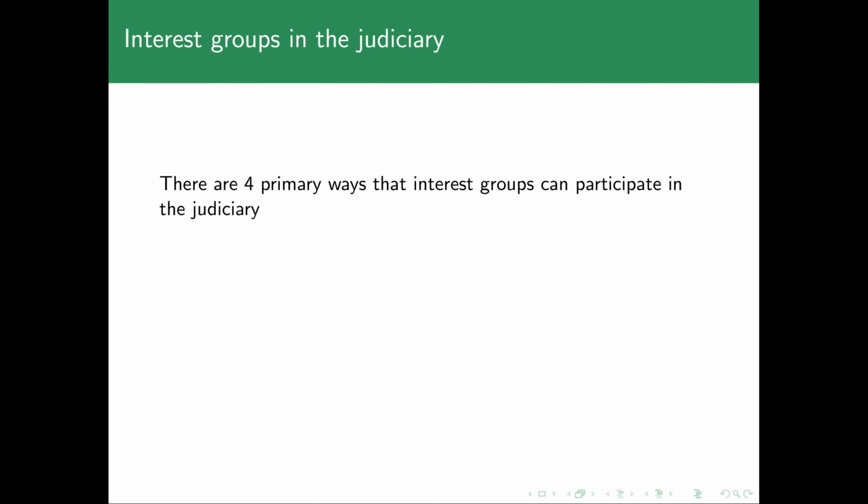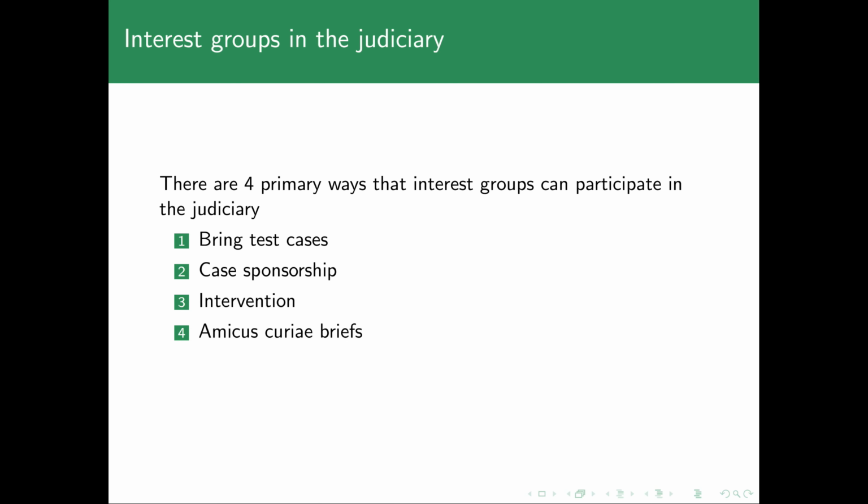There are basically four ways that interest groups can get involved in the judicial process. I'll list the four and then we'll talk about them in turn. The first is they can bring test cases. They can sponsor cases. They can do this thing called intervention. And fourth, and probably most notably, because we've talked about it several times throughout the semester, is that they can participate using amicus curiae briefs, right? Friend of the court briefs. Again, we'll talk about these in turn. So let's start with bringing a test case.